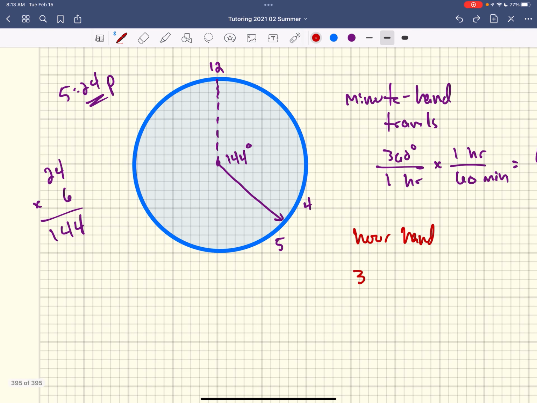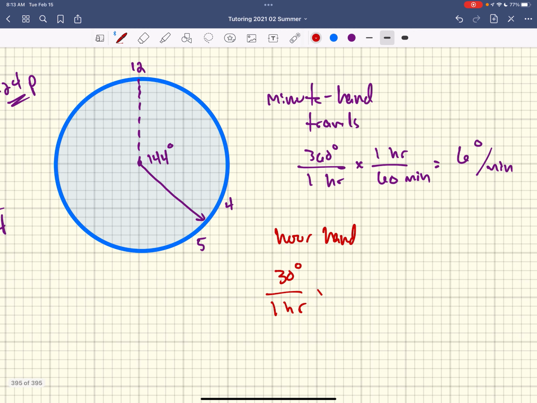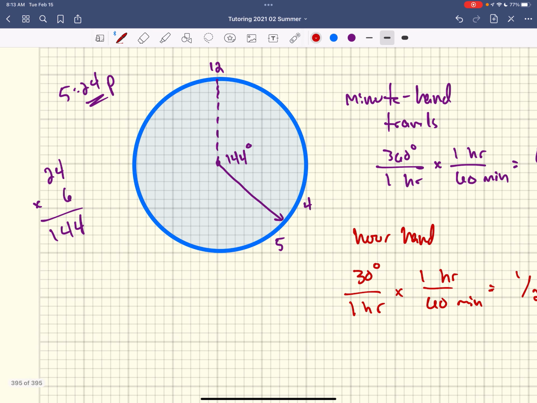So the hour hand only travels 30 degrees per hour. But again, what we're interested in this case is some number of minutes, and so again, we're going to convert this to degrees per minute, and you can see we end up with 30 over 60, which ends up being the same thing as 1/2 degree per minute. And so the hour hand, which you'll remember had started at 5 o'clock, has now traveled 24 minutes times 1/2, which is going to be 12 degrees.